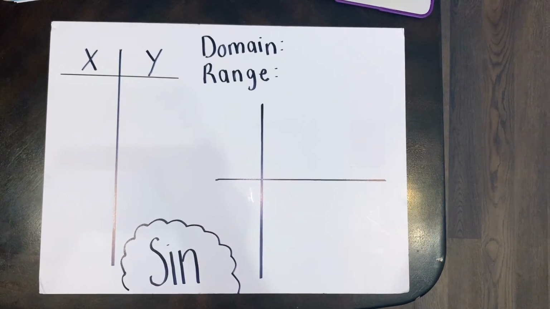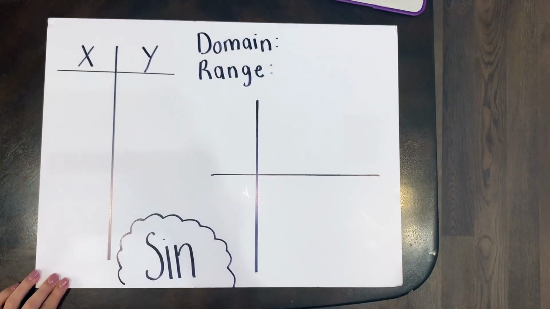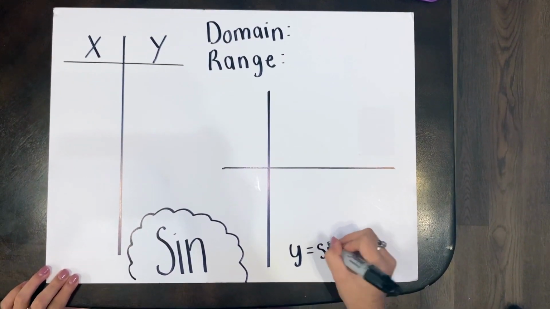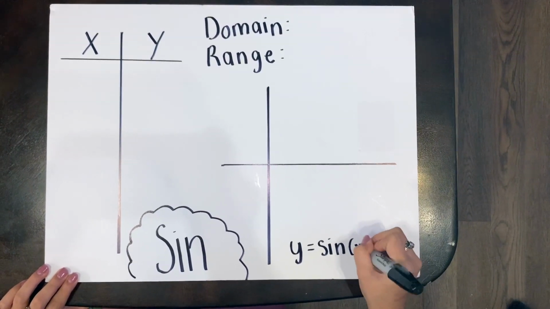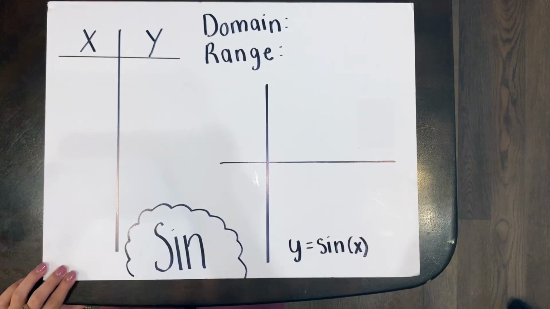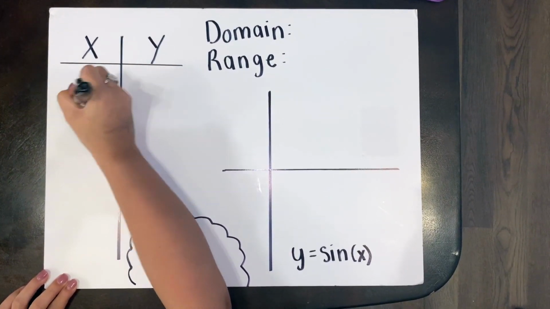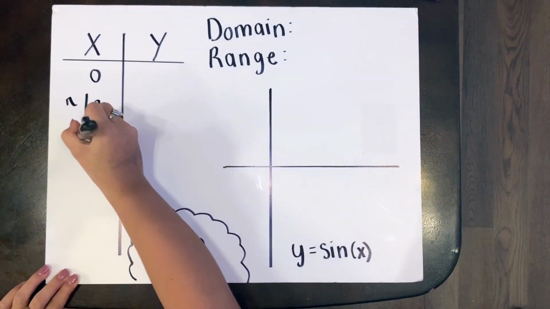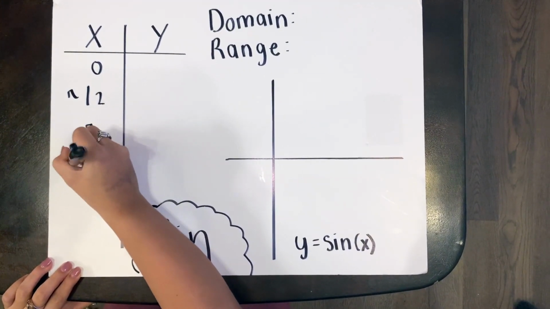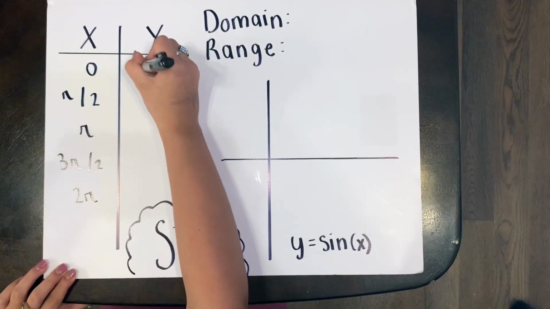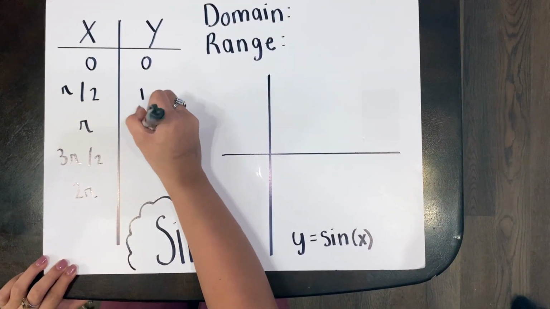The first trigonometric function we will be learning about is sine. The equation is y equals sine of x. Sine's parent function's x values are the axis radian values of the unit circle: 0, pi over 2, pi, 3 pi over 2, and 2 pi. The y values are as follows: 0, 1, 0, negative 1, 0.